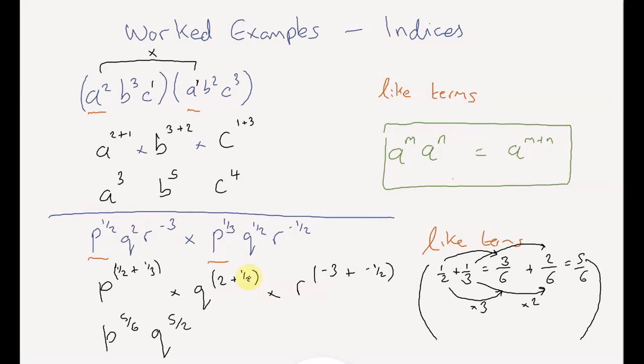And then that's going to be multiplied by the r term. Now what have we got here? We've got minus 3 plus minus. So we get a plus and a minus, these two things here. A plus and a minus makes a minus. So we've got minus 3 minus a half, which is minus 3.5, isn't it? And minus 3.5 is minus 7 halves. Okay, minus 7 halves.